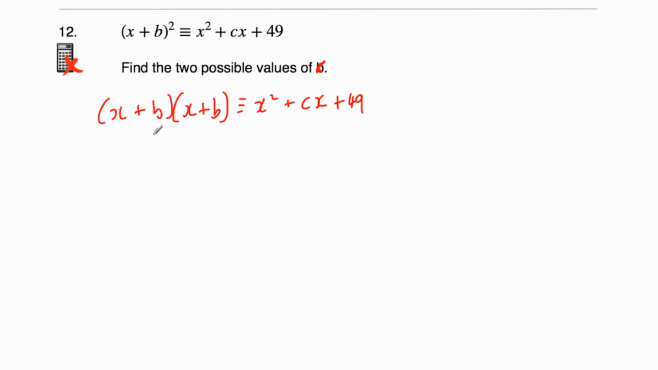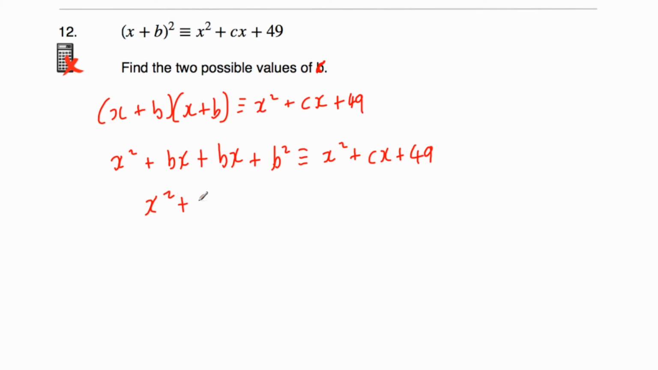And then let's expand these brackets. So x times x is x squared, x times b would be plus bx, b times x is plus bx, and then b times b is plus b squared. And that's our left hand side, and that's equivalent to x squared plus cx plus 49. So we've expanded our brackets. Now let's simplify these terms. We've got bx plus bx, that's going to be 2bx. So we've got x squared plus 2bx plus b squared is equivalent to x squared plus cx plus 49.